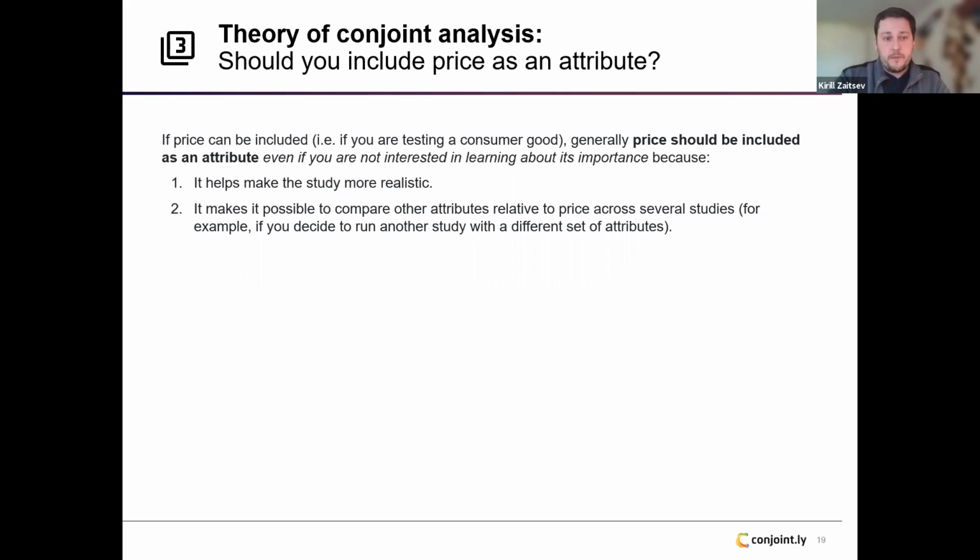The second major benefit of including price is that it gives us a commonality across different studies. Typically speaking, you don't want to compare conjoint results from one study to another, but if price is included in both and the range of prices is similar, then it's a little bit more kosher to compare those results, or at least have a bit of comparability across these studies.